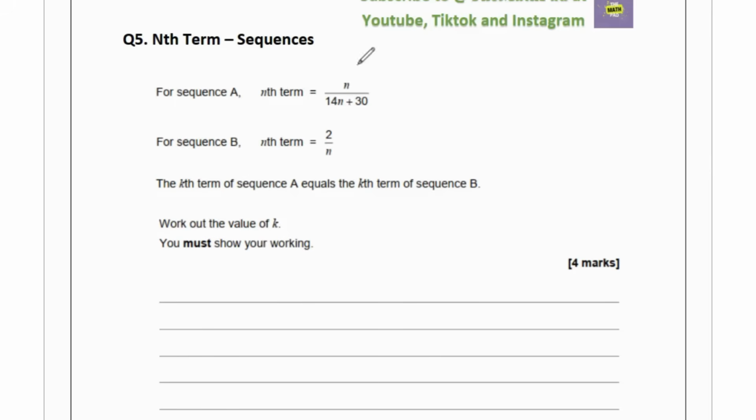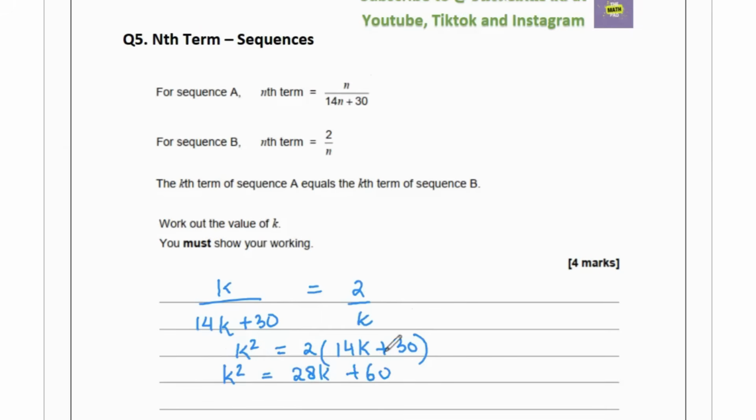So it says that the nth term for sequence A is this, and the nth term for sequence B is this. The kth term is equal for both. So that means we replace n with k in both equations, put them equal to each other, and then solve for k. So that's going to be k over 14k plus 30 equals 2 over k. Cross multiply. So k squared equals 2 times 14k plus 30. k squared equals 28k plus 60. Bring everything on one side. k squared minus 28k minus 60 equals 0.